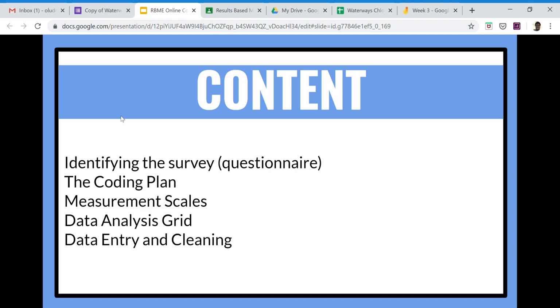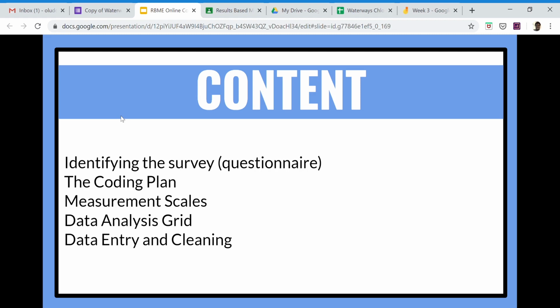So these are like steps, but not necessarily like it's 1, 2, 3, 4, 5. You could think about what happens when you are about to take your instrument to the field. So start from there: identifying the survey, then developing a coding plan or coding your questionnaire, then understanding the measurement scales. This is actually being used by different software as well, understanding the different scales in which each question stands.